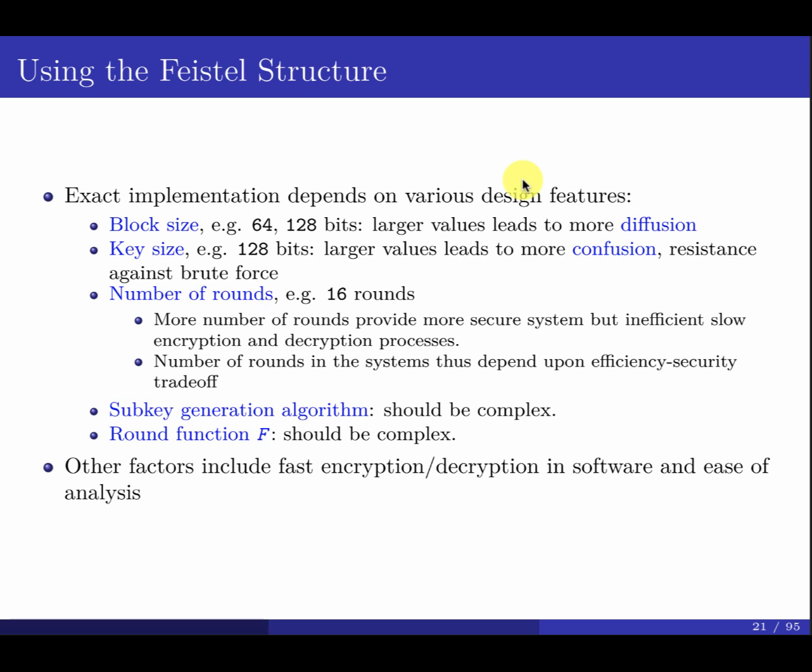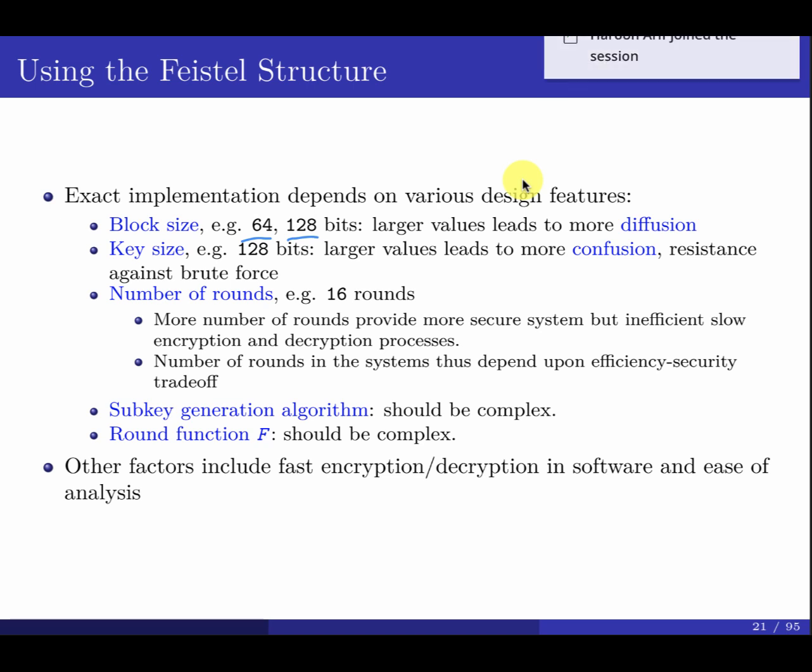I mean, it depends on your implementation. It depends on whatever encryption scheme that you're going to use based on the size. You're going to design the Feistel based on the size. So it might be 64. It might be 128 bits. If we have a larger value, that's going to lead us to have more diffusion, right? What do you mean by diffusion?